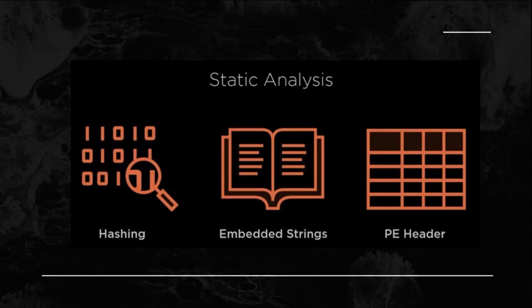The PE header is a crucial part of Windows executable files. It contains metadata about the file, including information about sections and other attributes.